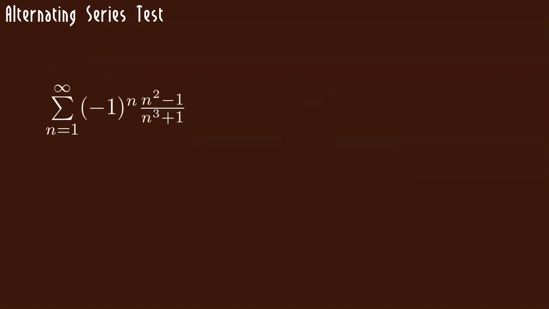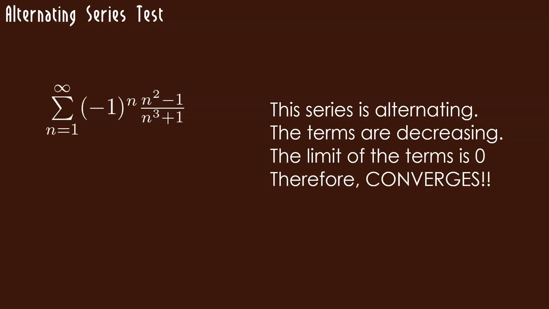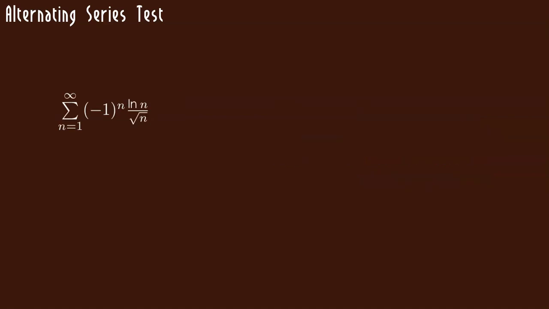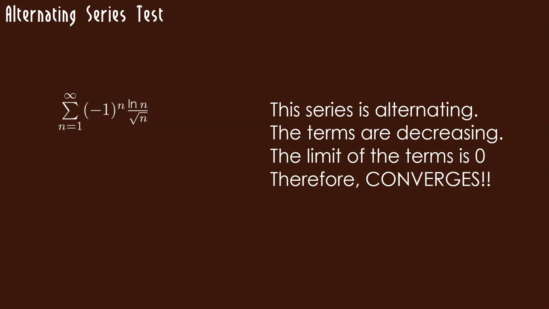Look at this one again. It's alternating, the terms are decreasing, and the limit of the terms is 0. My p is equal to 1, therefore it converges. So let's check this out. The series is alternating, the terms are decreasing, and the limit of the terms is 0, so this converges.